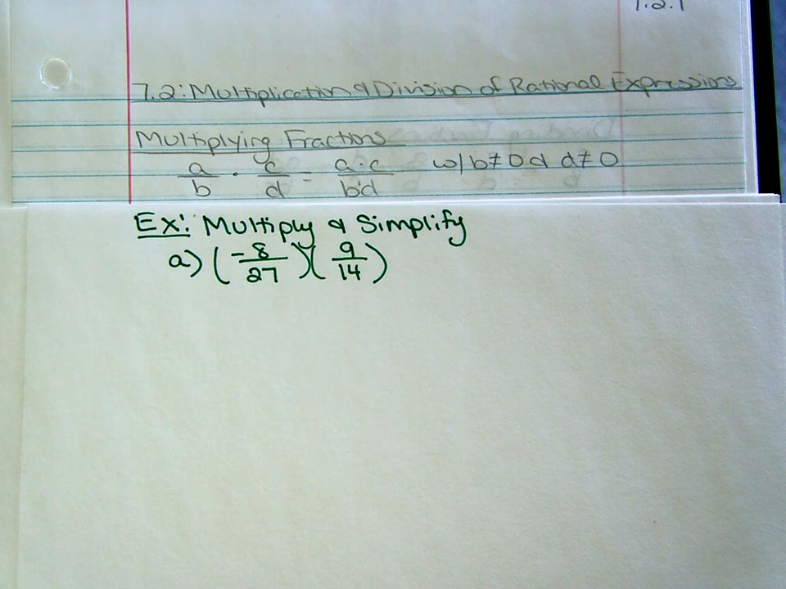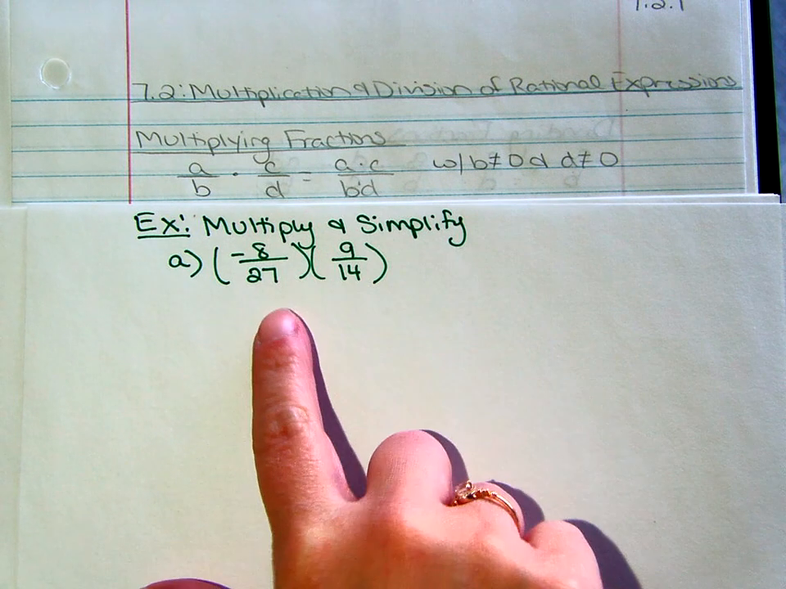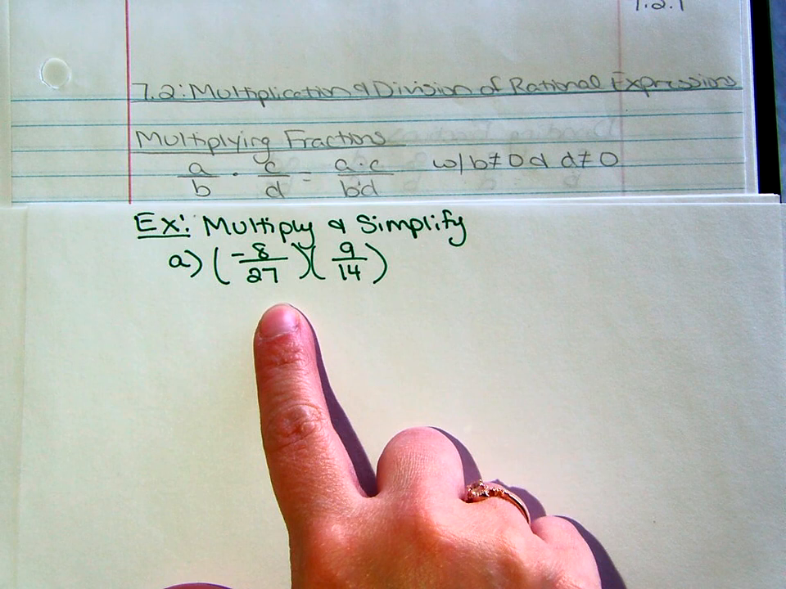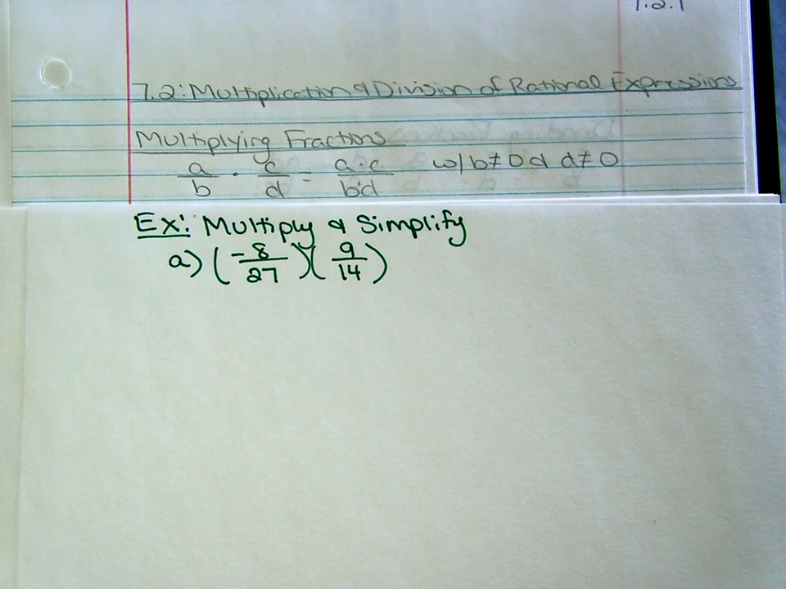Okay, so 7.2 is going to be multiplication and division of rational expressions. And so when we are talking about rational expressions, we're really just talking about fractions. And either we're talking about all numerical fractions, like our first example, or we're going to have fractions that have an actual expression, like x plus 2, or a quadratic, or a polynomial of some kind.